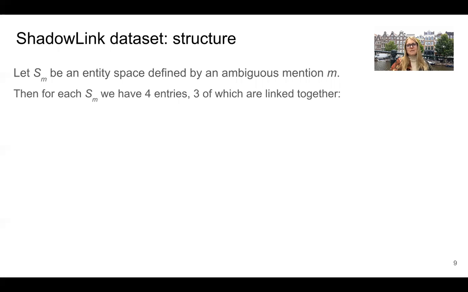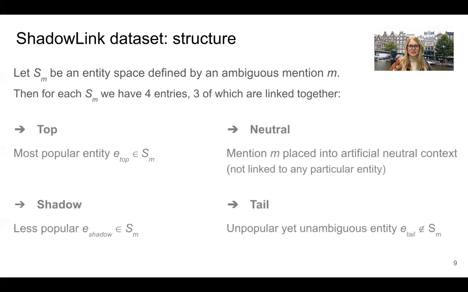The dataset that we have has 4 different subsets. There is a top subset, which contains the most popular entity from each entity space that we have. There is a shadow subset, which contains another one or more entities from the same space that are less popular. There is a neutral subset, which we need for our experiments with obtaining the prior predictions of the models. And the neutral subset consists of the names of our entity spaces placed in some neutral context.